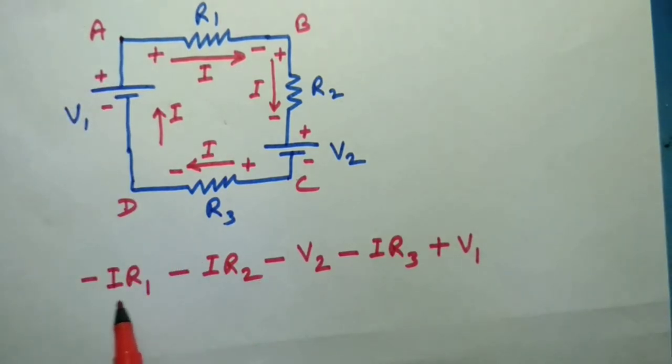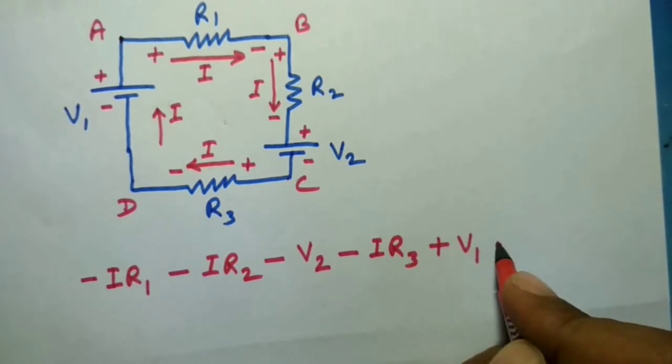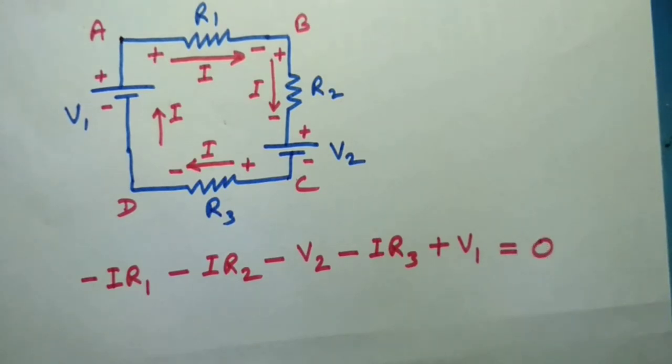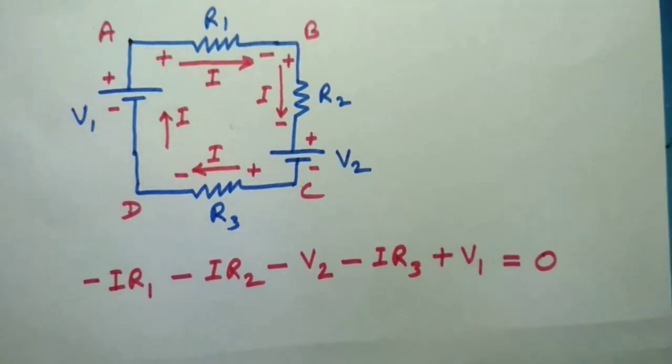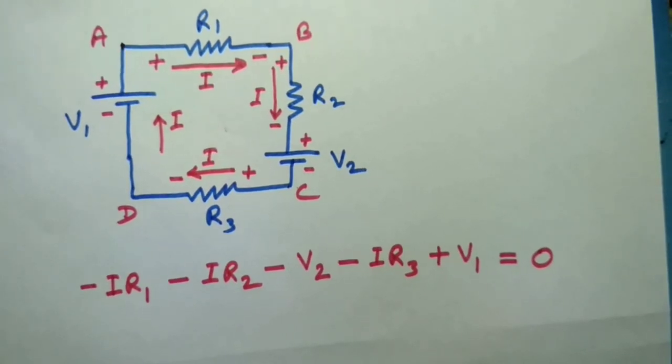So this is the algebraic sum of all the voltage sources and all the voltage drops throughout the loop, and according to the KVL, this value should be equal to 0. So in this way, we can apply the KVL to analyze circuits to find the voltage or current in a specific resistance and so on.